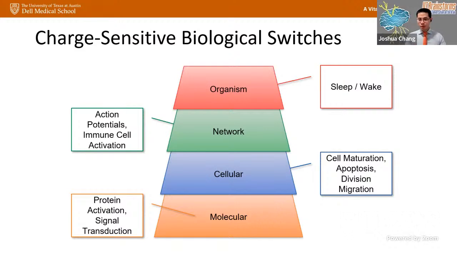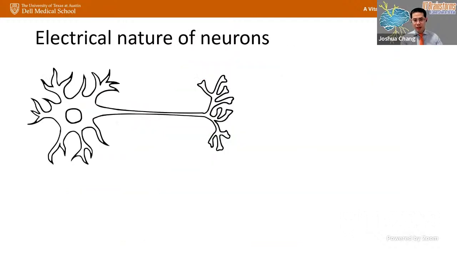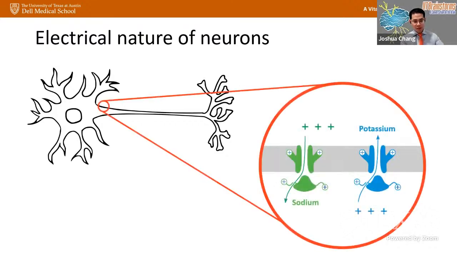Now, we're going to talk predominantly about the nervous system, so I'm just going to do a little bit of background here. Neurons are electrical by nature. At the very fundamental unit, the single neuron, if we zoom into the membrane, just that little piece there, we can see that there are a bunch of channels in the membrane. And what these channels do is they allow ions to traverse into and out of the cell.